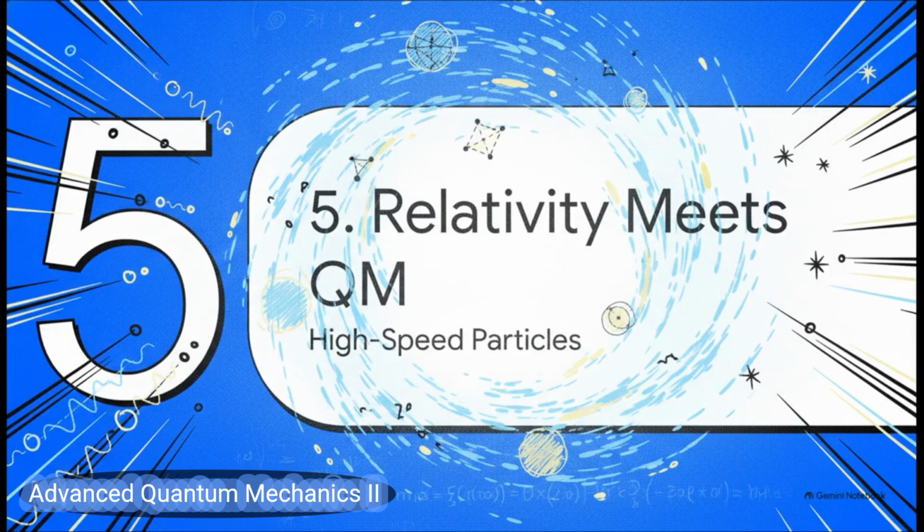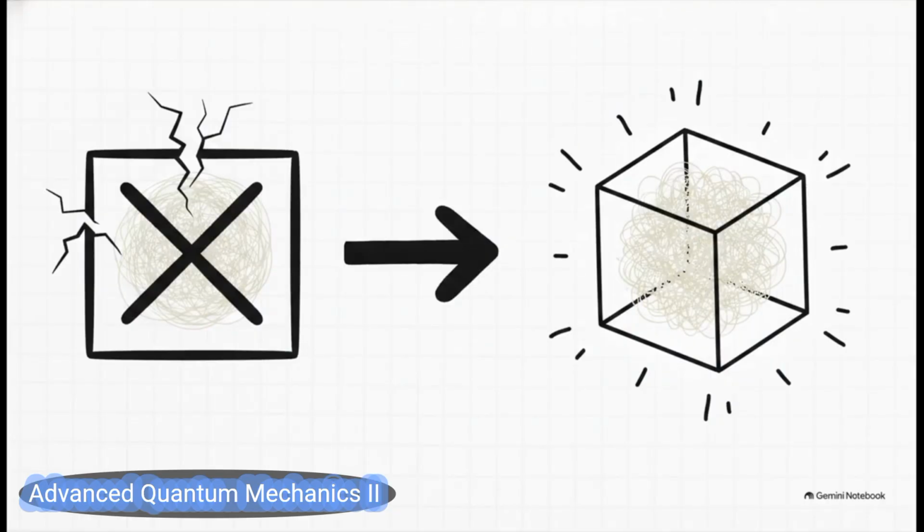Section 5. Relativity meets quantum mechanics. This is the absolute climax of our quantum journey. What on earth happens when particles move so incredibly fast that we have to marry the weirdness of quantum mechanics with Einstein's special relativity? Early attempts at this marriage, like the Klein-Gordon equation, literally ended in mathematical disaster, producing impossible negative probabilities. To solve this, the brilliant physicist Paul Dirac completely revolutionized physics.